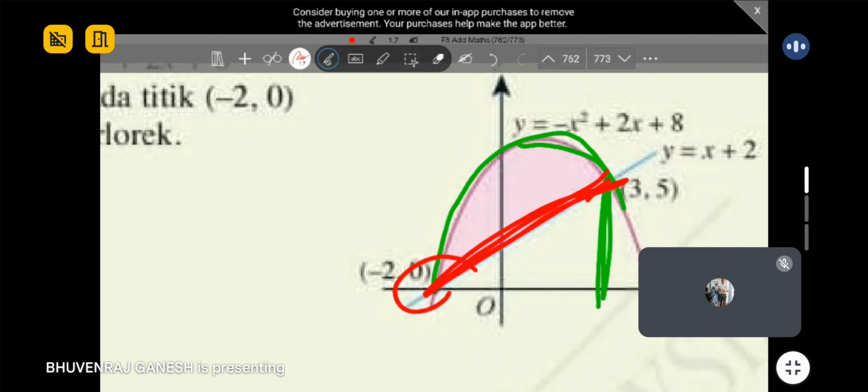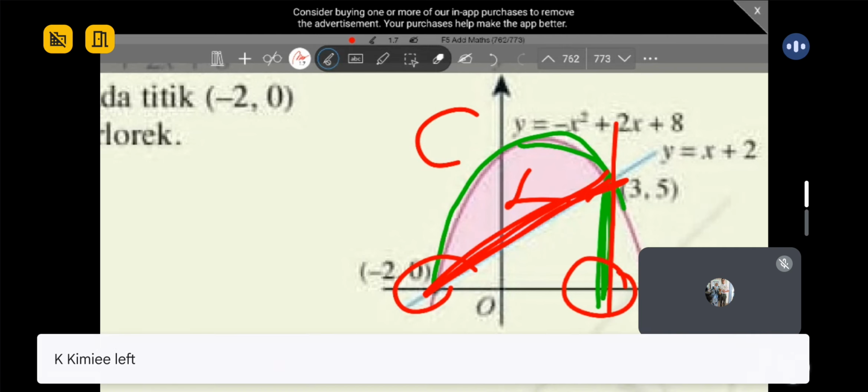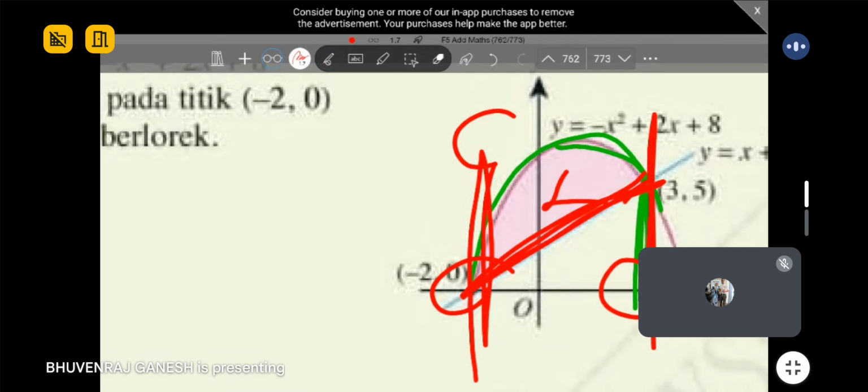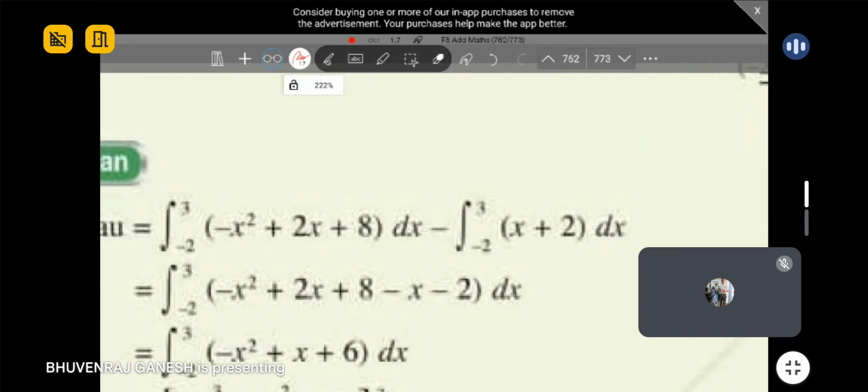So guys, can you see this? Adakah mereka kongsi had yang sama? Do they share the same limit? Yes or no? For the curve and the line. Is it the same limit? Should be the same, right? Sama kan? Because exactly the same point. This one is the same point. This one also the same point. So means that saya boleh terus tolak dua-dua persamaan.